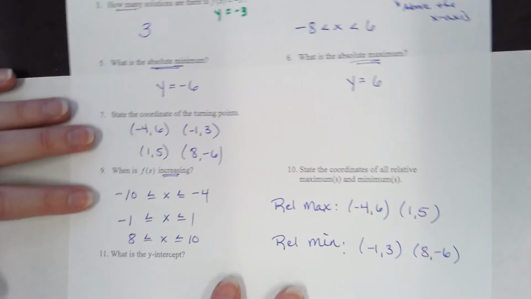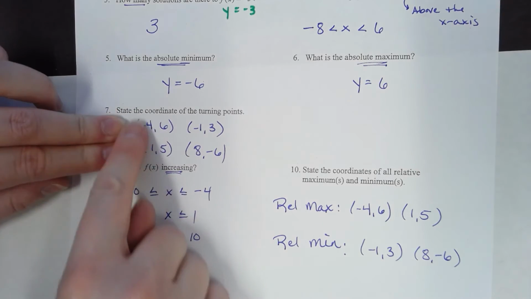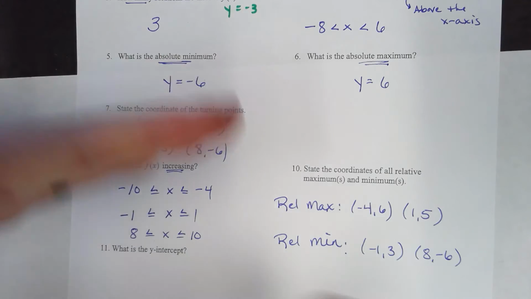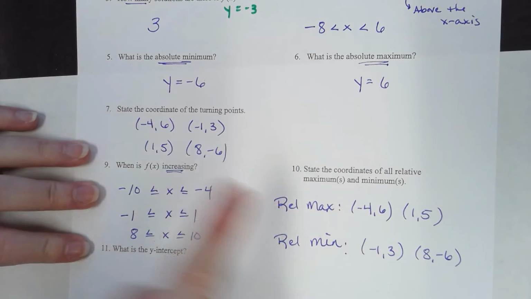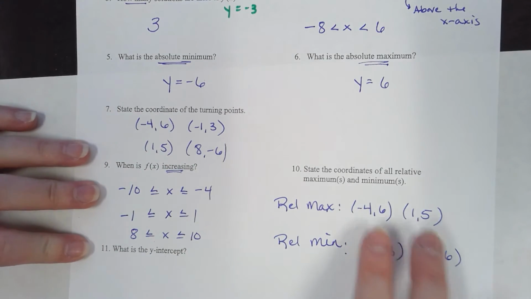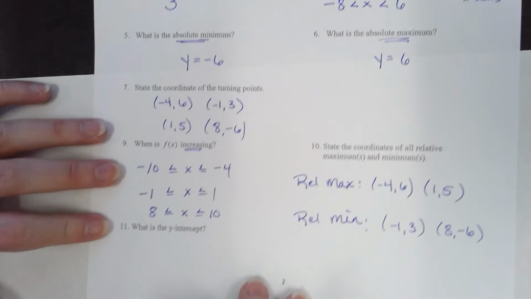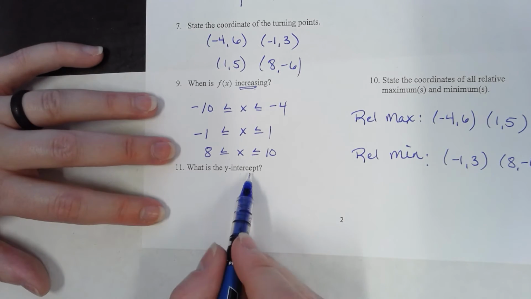So notice that my answers to 7 are all of my turning points. My answer to this question, I'm just sorting them out and telling you, well, which of the turning points are maximums and which of the turning points are minimums.